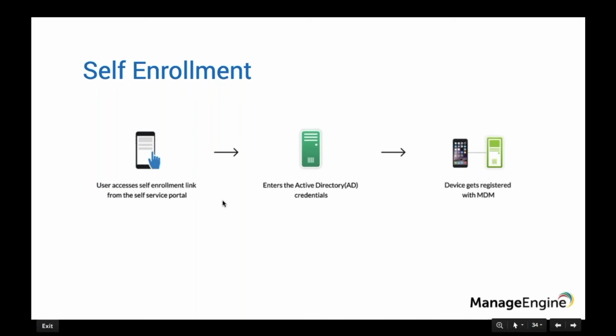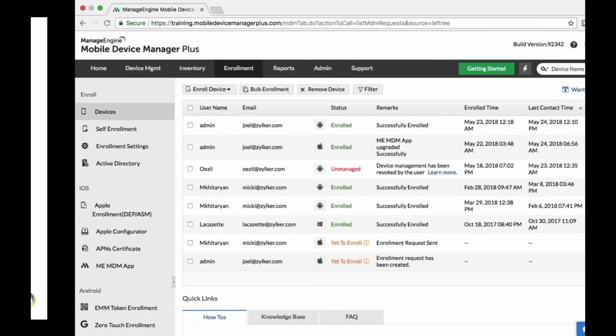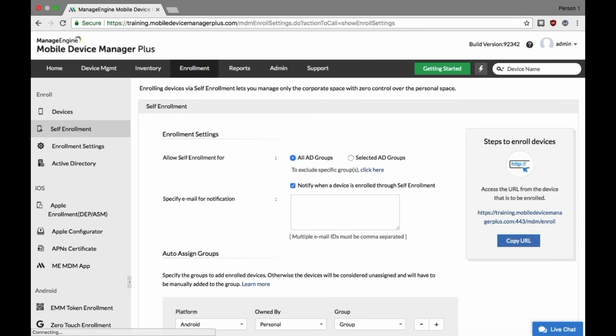Firstly, the user needs to access the self-enrollment link from the self-service portal, after which he or she needs to provide the Active Directory credentials, after which the device gets enrolled with MDM. Now let me show you how this is done on the server. So I'll take you back to the server. So I'll select self-enrollment from the left pane.